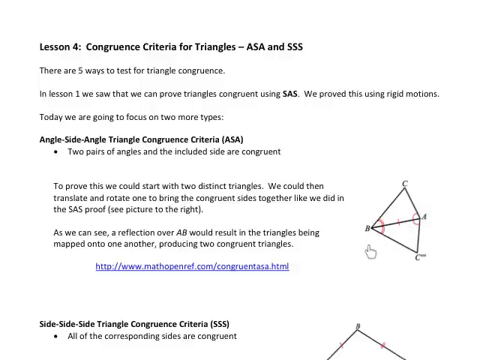And then if I just reflect C triple prime over line AB, because these two angles are congruent, C triple prime is going to line up with C. So again, if I have angle-side-angle, the rigid motions will map two congruent triangles together.